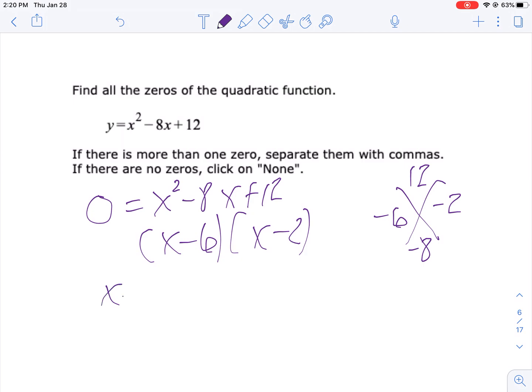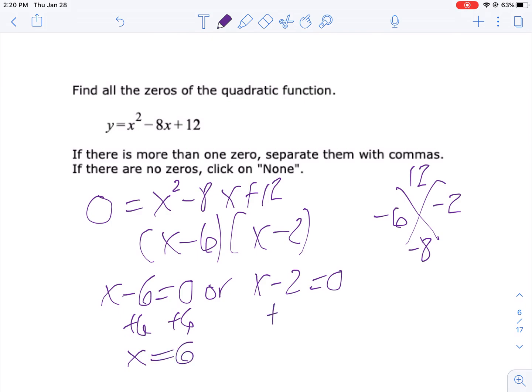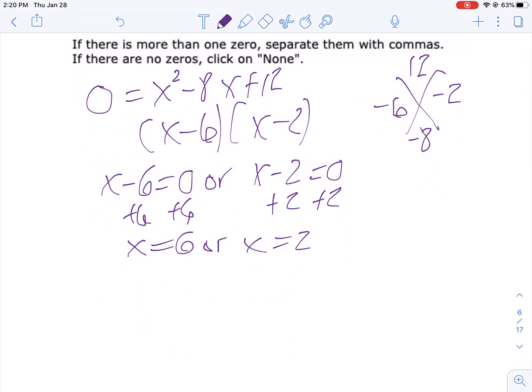So that means x minus 6 equals 0 or x minus 2 equals 0. So we add 6 to both sides. x equals 6. We add 2 to both sides. x equals 2. There are your two answers. Your zeros are 6 or 2. I guess when you type it in on Alex, you're going to go x equals 6, 2. That's how you would type your answer in.